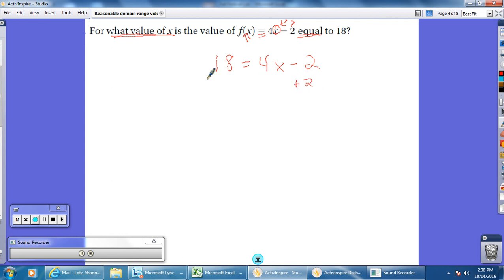Add the 2, 20 is equal to 4x, divide by 4, divide by 4. So 5 is equal to x. So what value of x? The value is 5. 5 will make this true if it's equal to 18.